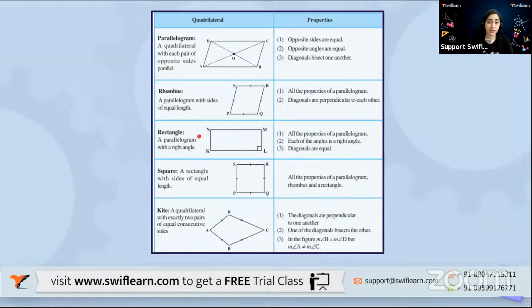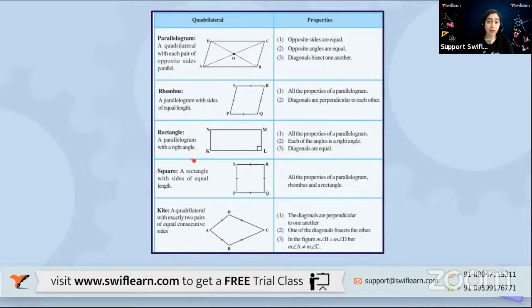In the case of a rectangle, the parallelogram is right angled, right? They are all 90 degrees. The same goes with a square, but we'll come to that later. Let's concentrate on the rectangle first. A parallelogram with a right angle. All the properties of a parallelogram are also there. All four angles are right angles, that means all four angles are equal to 90 degrees. And the diagonals are equal. So when you form the diagonals NL and KM, they both are equal.